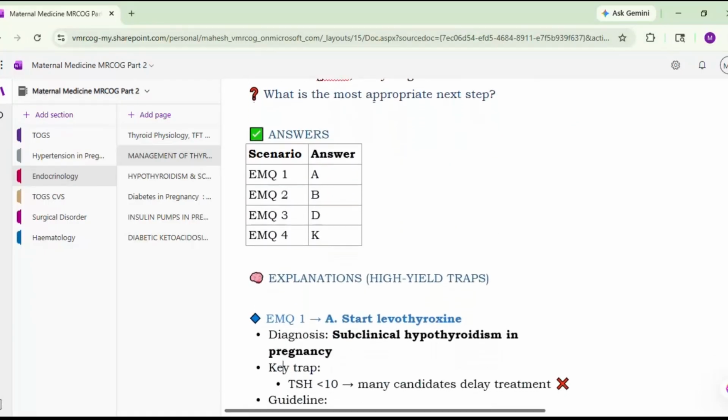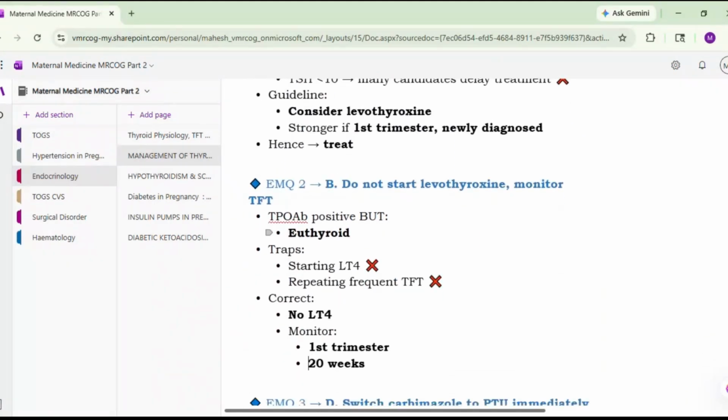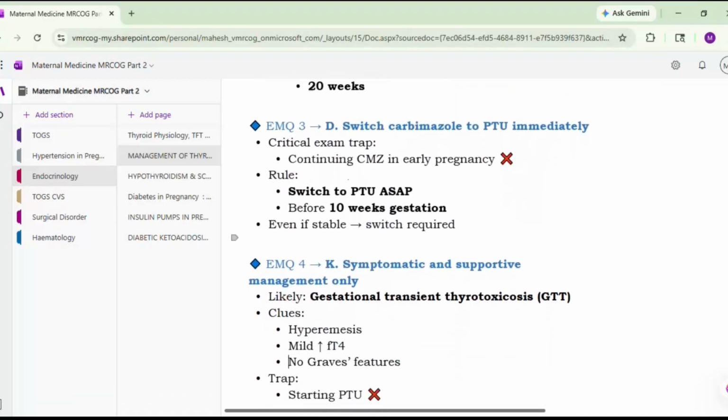Same concepts are being repeated, so I will not read that because we have solved the SBAs on those concepts.